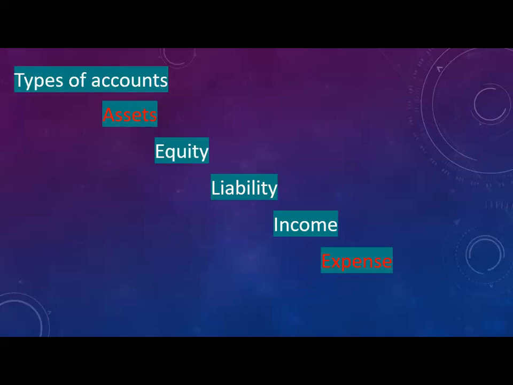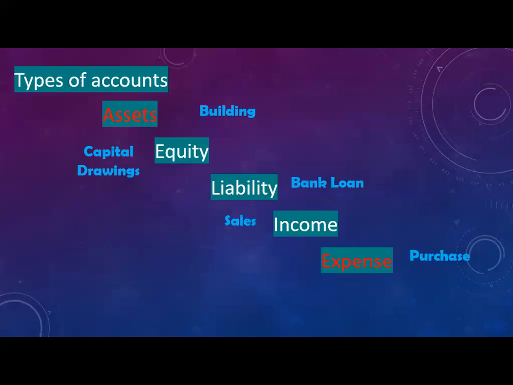Whatever it is. If you take examples for asset, we can say building, land, cash, vehicle, furniture, stock, many things you learn. Under equity, you learn only 2 things. What are the 2 things? Capital and drawings. Under liability, we can say bank loan, creditors, loan obtained from someone, right? Income, for example, sales; expense, for example, purchases. So these are the types of accounts.